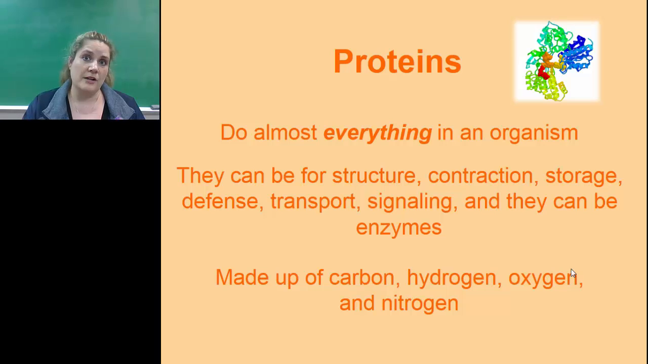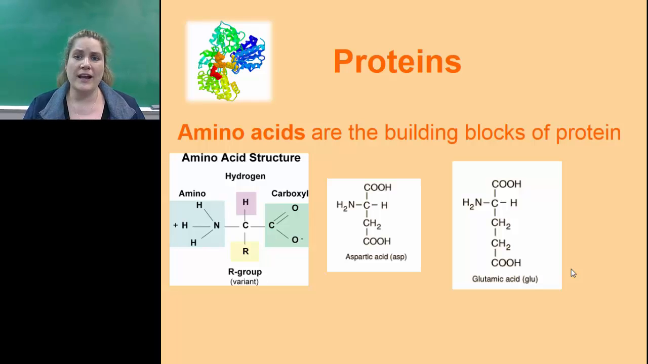Proteins are made up of carbon, hydrogen, and oxygen, just like carbohydrates and lipids were, but they also have nitrogen. So when we add nitrogen in there, then we've got a protein. Okay? Amino acids are the building blocks of proteins. So just like monosaccharides are the building blocks of our carbohydrates, amino acids are the building blocks of proteins.